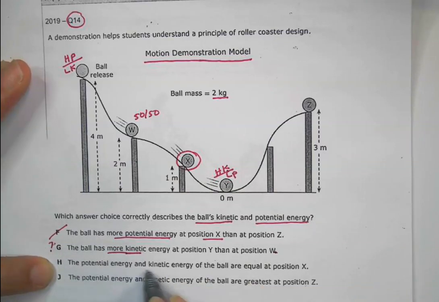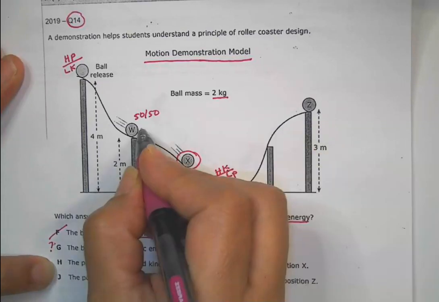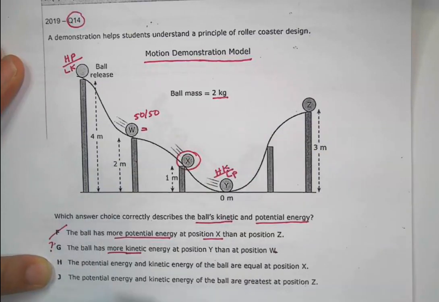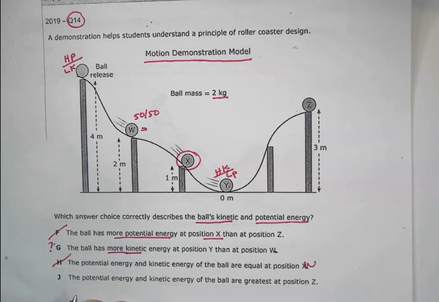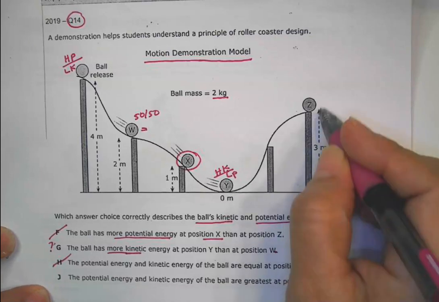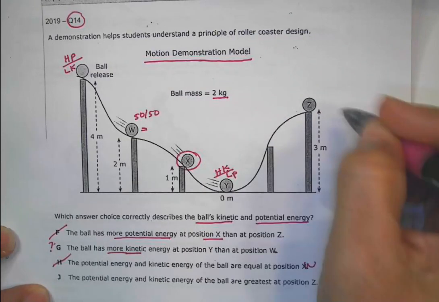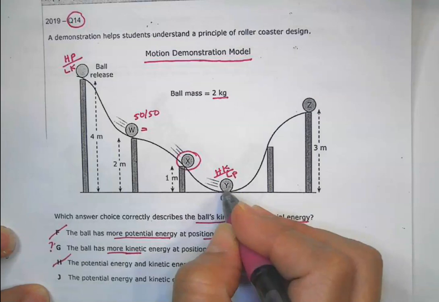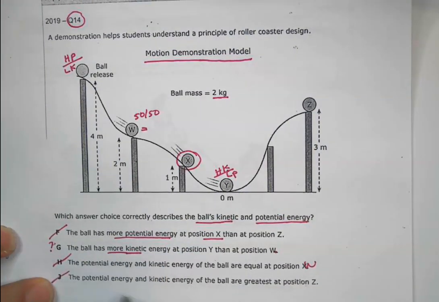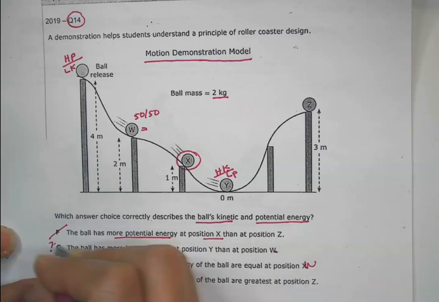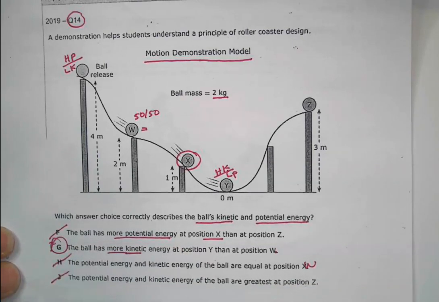The potential energy and kinetic energy of the ball are equal at position X. No, it isn't. Equal is going to be right here at position W. The potential energy and kinetic energy of the ball are greater at position Z? Nope, right here it kind of changes. So that would be always at the bottom, guys. So nope. Kinetic energy of the ball is greatest at position Z? Nope, that is not it. So the correct answer is going to be letter G.